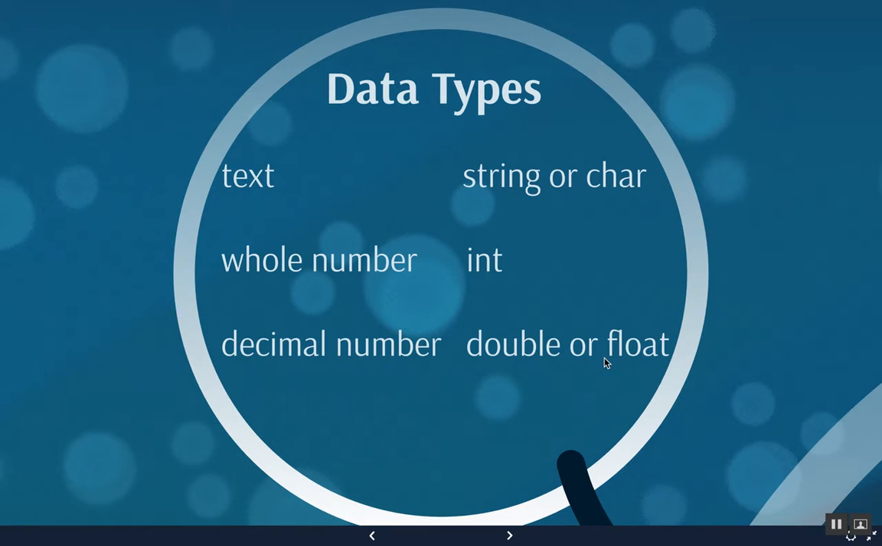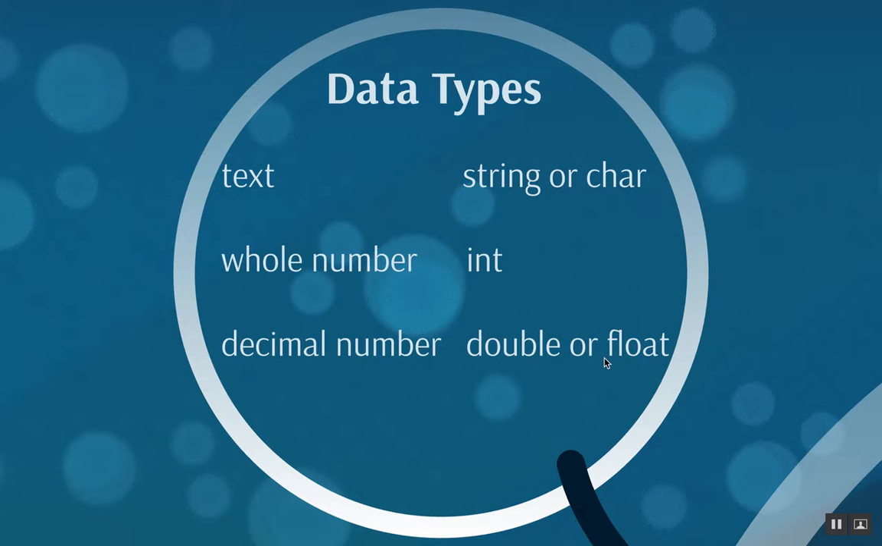So for these types of programming languages, text like a user's name would be called a string or char, C-H-A-R, for character. Whole numbers like someone's age would be an integer or int, I-N-T. And amounts of money and things like that would be maybe a double or a float. The difference there being that float has 7 decimal points of precision and double has 15 decimal points of precision, but that takes more resources and more bits of space to save that information.